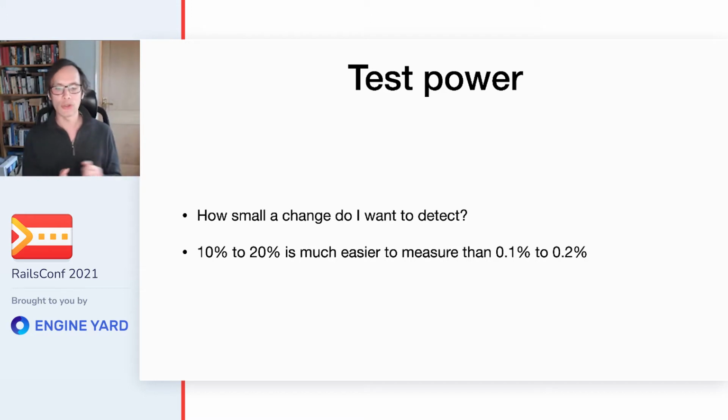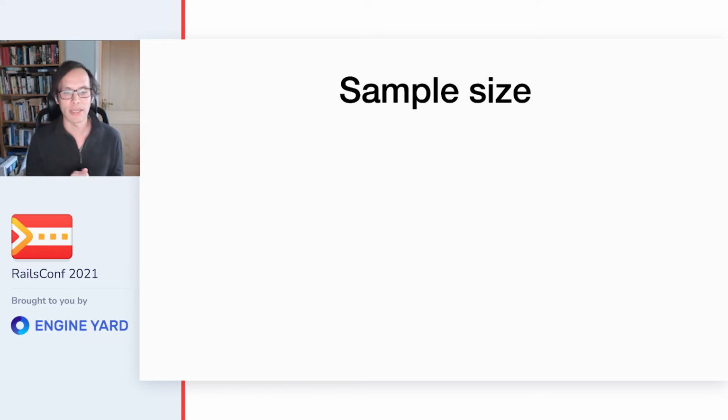If you combine these two concepts, test power and significance, then you get to sample size. The sample size is how many users you need to put through your A/B test process to be able to detect a change of a certain magnitude with a certain significance level. So you do your calculations, and again, these online calculators will give you that number.